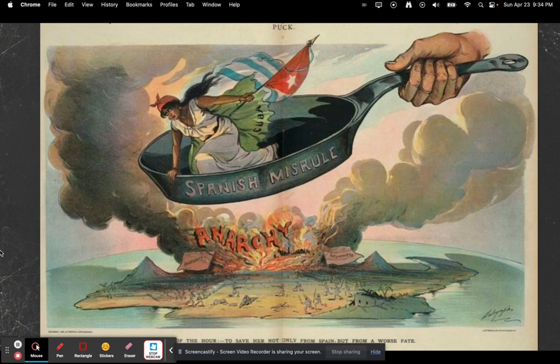So here is a cartoon about the Spanish misrule in Cuba, according to the United States. This is an American cartoon. And it's kind of saying that America needs to come and rescue Cuba from the Spanish rule because the Spanish aren't doing anything for the Cubans. So that was kind of the justification why the US went into the Spanish American War.